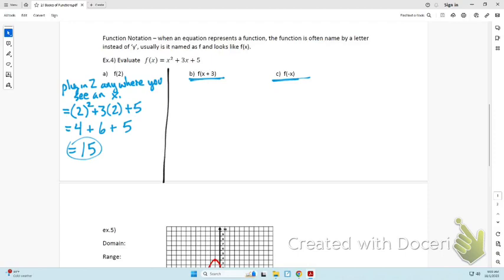But we need to remember to plug in anything we see in those parentheses. So on part B, I'm going to plug in x plus 3 right here and right here, because whatever's in the parentheses goes in place of x. So we're going to go (x plus 3) squared plus 3 times (x plus 3) plus 5. So I need to FOIL out this one. Write it twice if you need to, unless you know the shortcut. I need to distribute that 3.